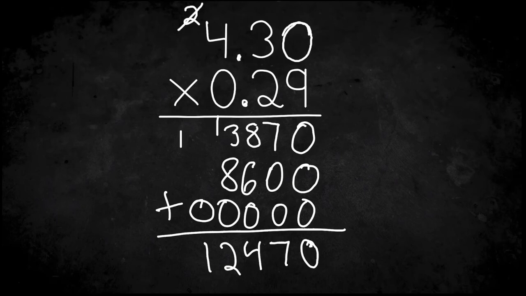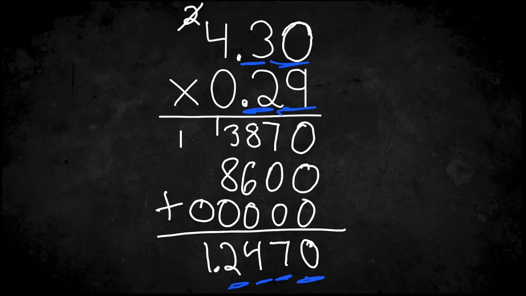Now as you see here, we have 4 digits on the right side of the decimal. So now let's count here, 1, 2, 3, 4. So the decimal goes in between the 1 and 2. That means 4.3 times 0.29 equals 1.247.